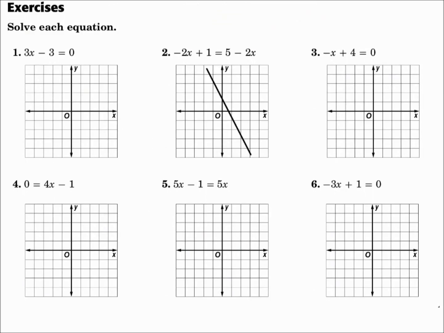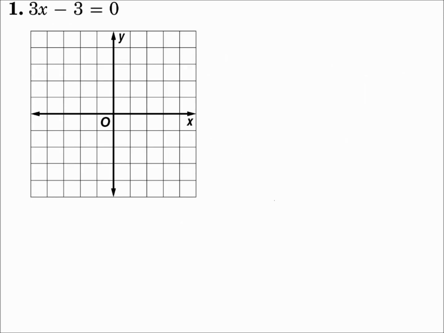Solve each equation. Number 1. 3x minus 3 equals 0. Remember, we're solving for x. Set the equation equal to 0, which it is. Everything is all on one side of the equal sign. And then replace the 0 with f of x. So I really have f of x equals 3x minus 3.